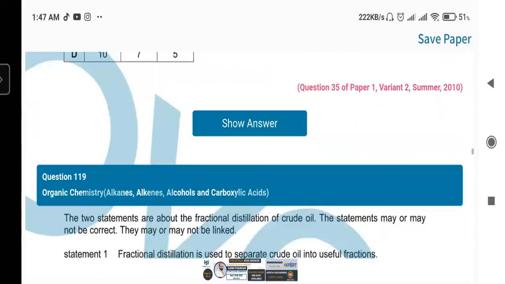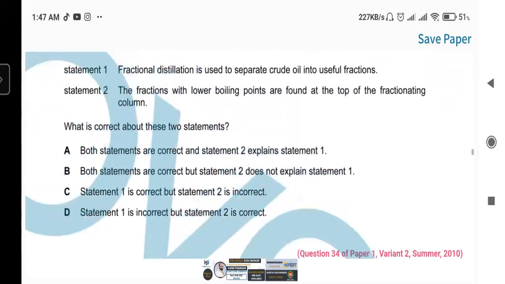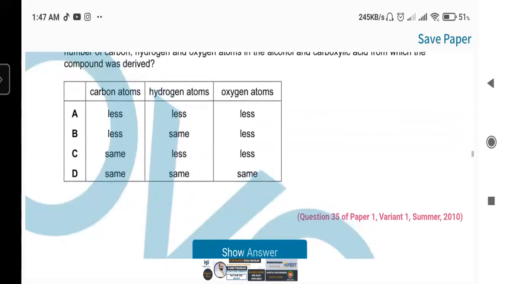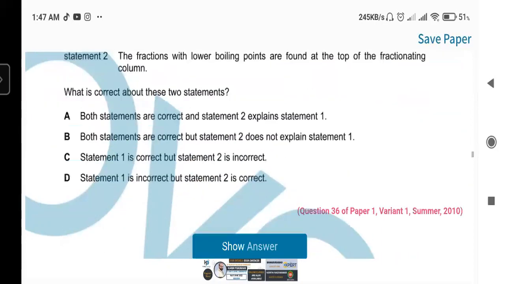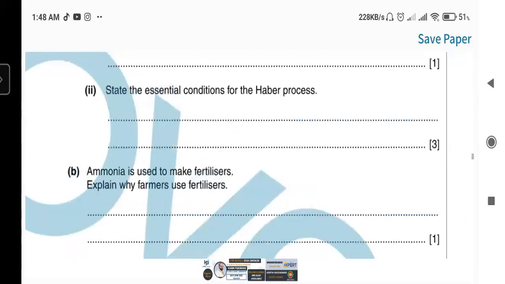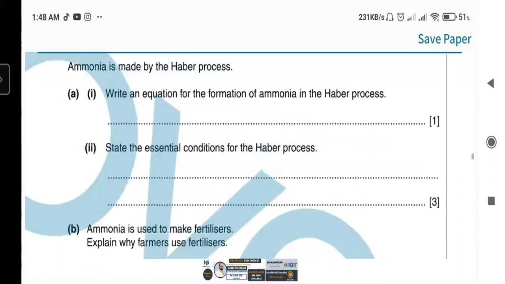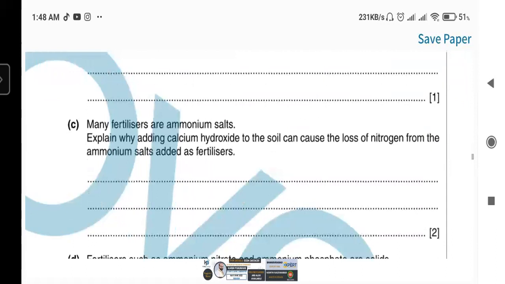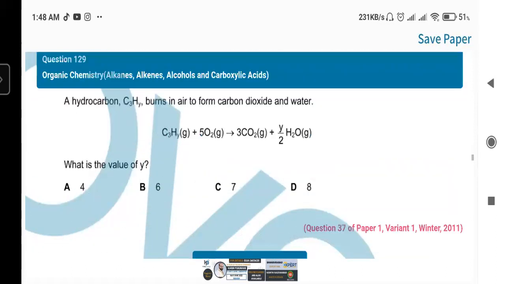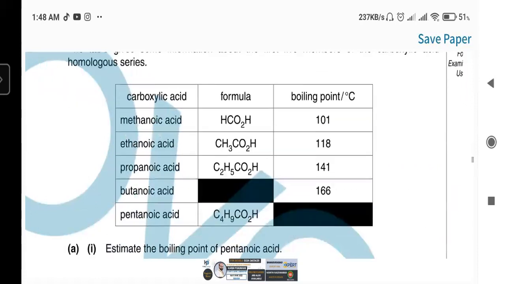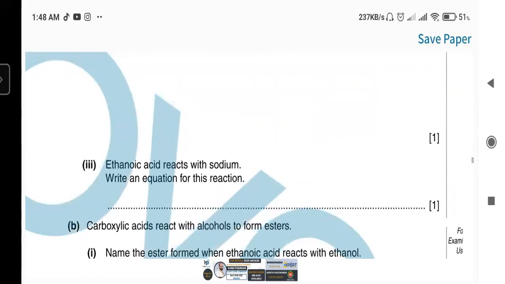Okay. Fractional distillation. Oh no. Look, the questions are all appearing from the same concept. If you revise this part, then you will get what? You can answer the parts very easily. The organic part is very easy. Again, estimation of boiling point, structure.